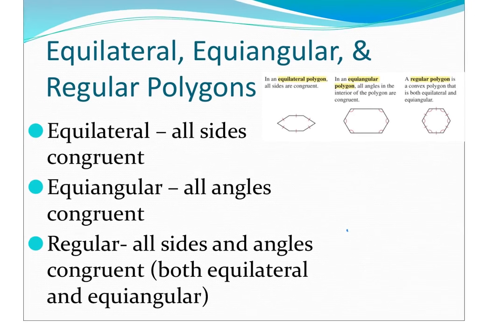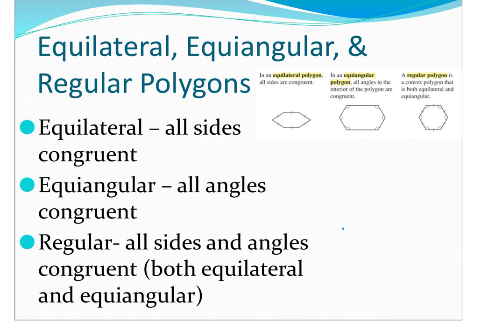Equilateral, equiangular, and regular polygons, okay? Now, when we were talking about triangles, equilateral and equiangular, they meant the same thing, right? Well, not necessarily the same thing, but they were true for all triangles, right? If a triangle was equilateral, it had to be equiangular, right? That's not true for all polygons, okay? So, take a look at this figure.